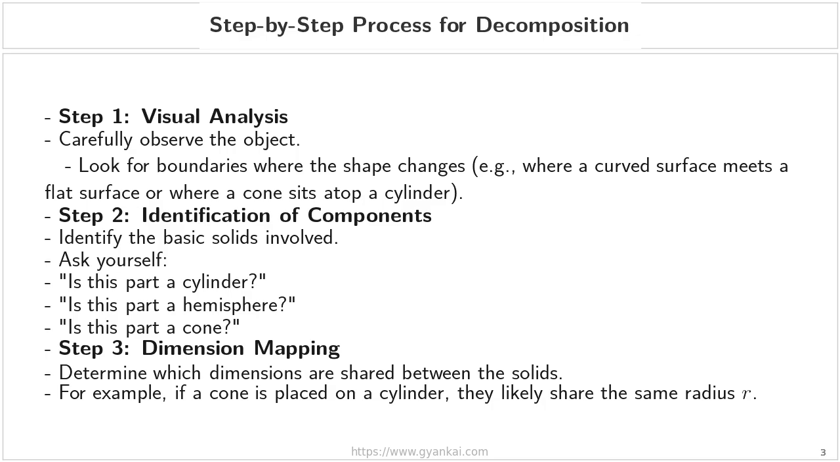Next, in step 3, we perform dimension mapping. This is a vital step for accuracy. You need to determine which dimensions are shared between the different solids. For example, if you have a cone placed perfectly on top of a cylinder, you can logically conclude that they likely share the same radius, which we will call R. Finding these shared measurements will prevent errors in your later calculations.